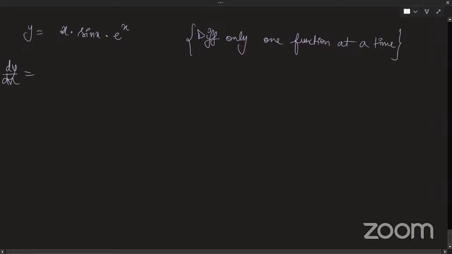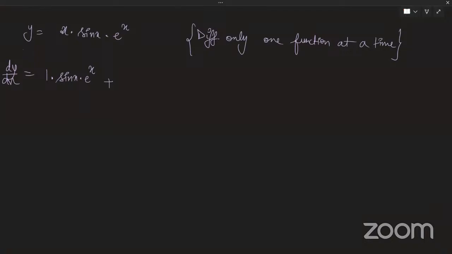So your first function you have is x. Can anyone tell me what is the derivative of x? 1, sir. So you write it as 1 and keep the other two as they are: x into e raised to x. Okay. Now your second function, what is your second function? Sin x. What is the derivative of sin x? Cos x. So now you keep the other two as they are and differentiate the second function: x into cos x into e raised to x.